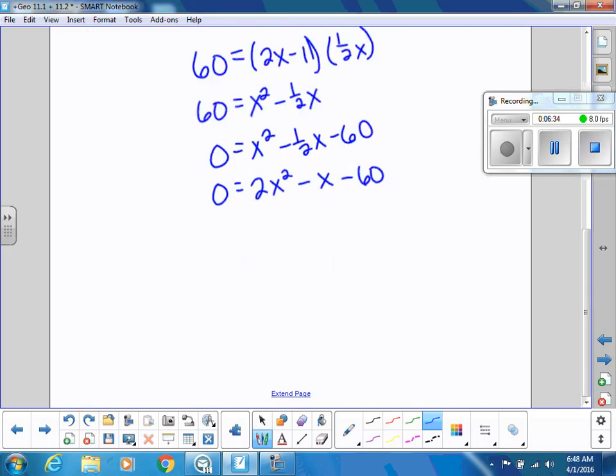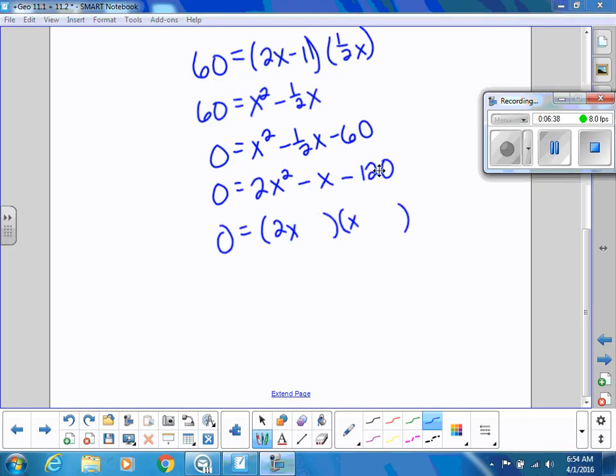So at this point, we have to factor. And I had made a correction there. I forgot to multiply the 60 by 2. So this should be 2x squared minus x minus 120. So going back to the factoring, however you like to do that, if some of you like the box method, if you do 2 times negative 120, that would be negative 240. And then negative 16 and positive 15 would give me that negative 1.